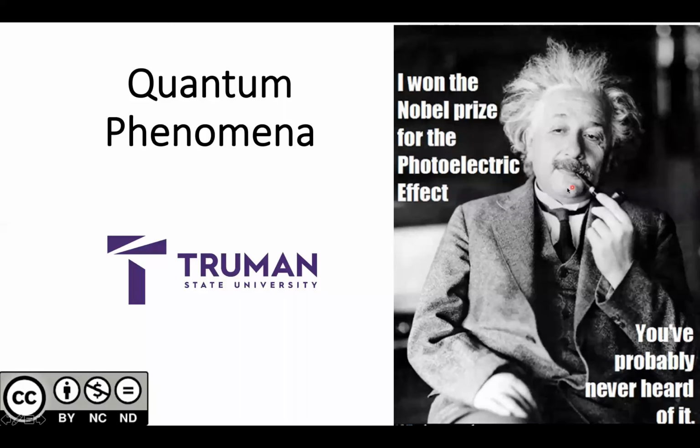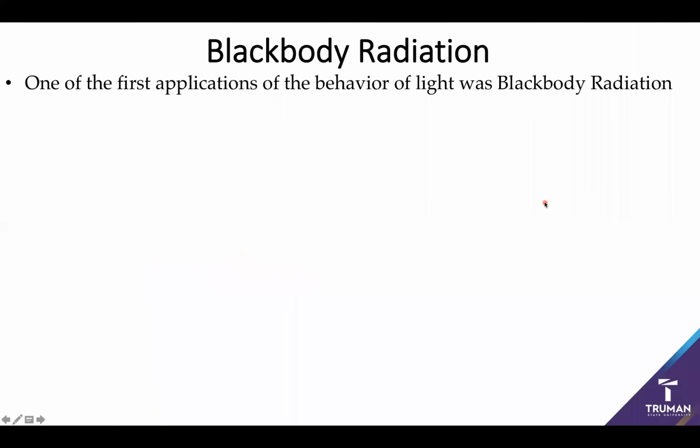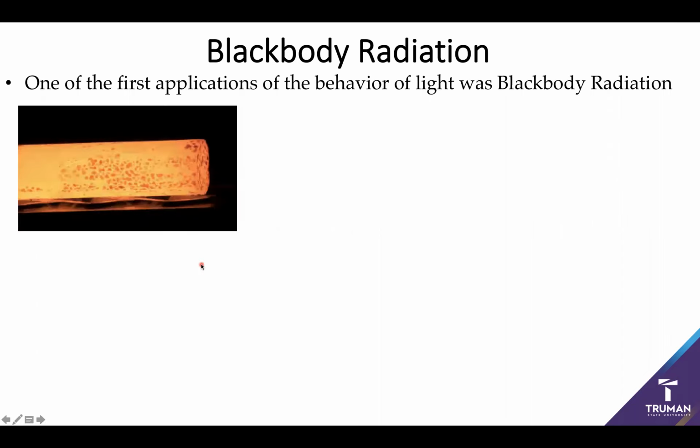So the first of these phenomena was a classic stumbling block for early 1900s physicists, and it's blackbody radiation. So you may not be familiar with the name, but you're probably familiar with the phenomena. The idea is that if an object is sufficiently heated, it will produce a wide range of light. So this is the reason why, as you heat up metal, it will slowly turn red.